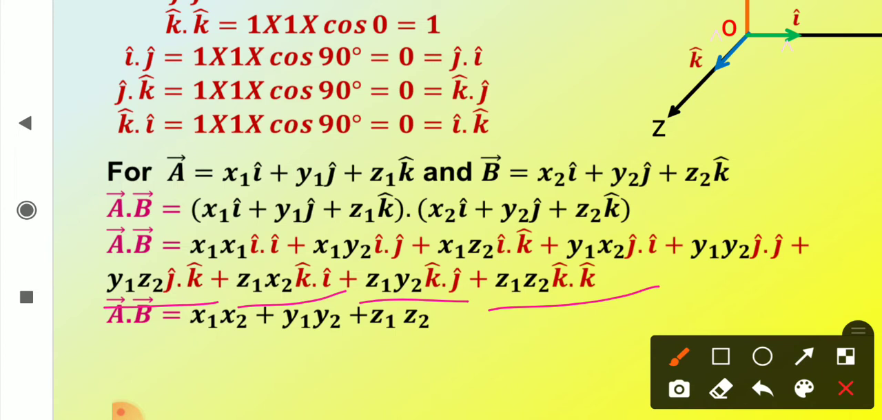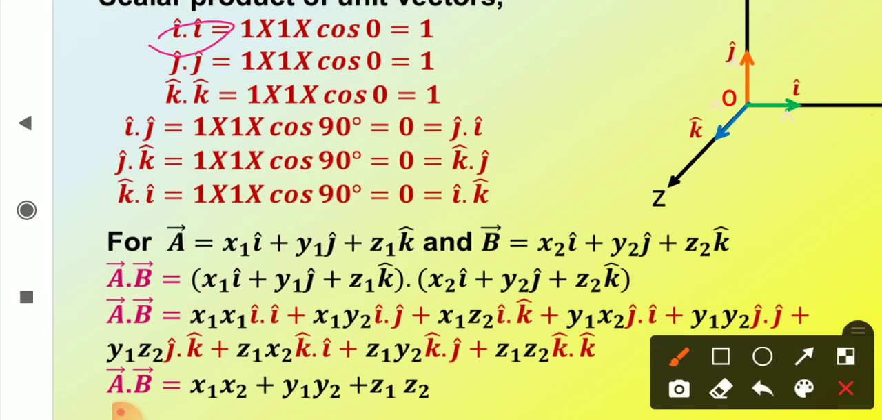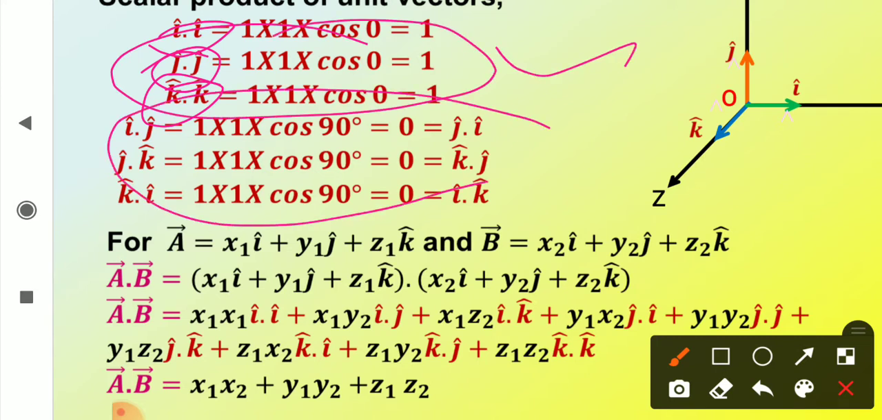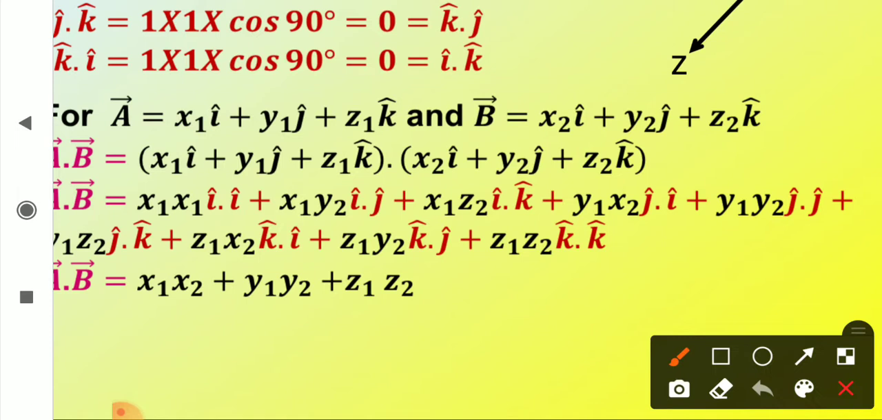You can see that here I have got many terms, but only i cap dot i cap, j cap dot j cap and k cap dot k cap, only these terms will be 1. Remaining all become 0. So I am left with this term, this term, and this term. Remaining all become 0. The value of this is 1, so it is equal to x1 x2. So the relation for dot product becomes x1 x2 plus y1 y2 plus z1 z2.